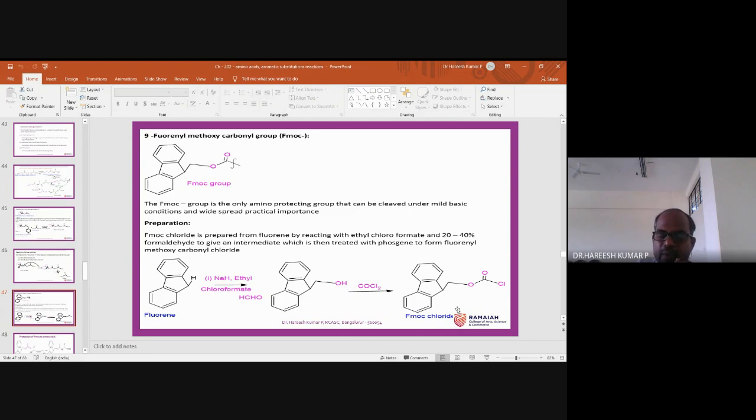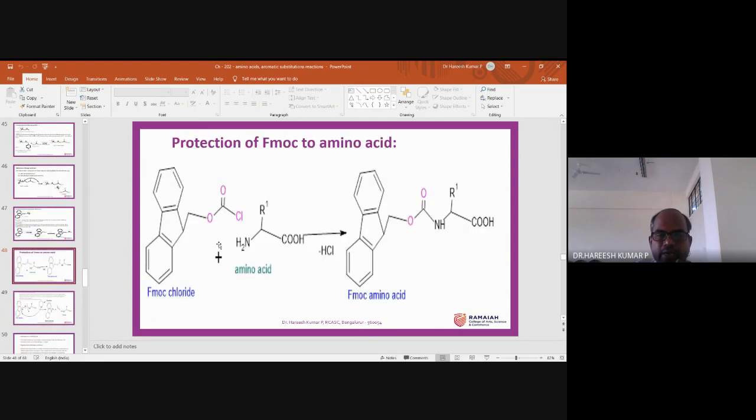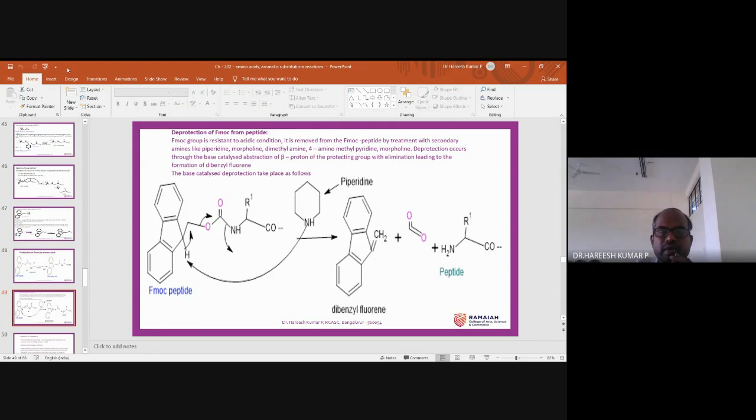The obtained Fmoc chloride is treated with the amino acid. This is a protection of the amino acid with Fmoc. There will be a new bond formation between this nitrogen and this carbonyl group. Now the Fmoc amino acid is obtained. The obtained Fmoc amino acid is subjected to activation and coupling, which leads to the desired peptide. Once the desired peptide is obtained, it is subjected to deprotection of Fmoc. In the next slide, I will discuss the deprotection of Fmoc.